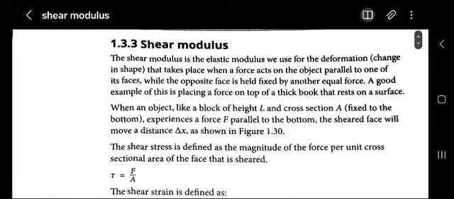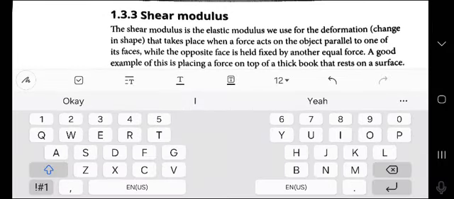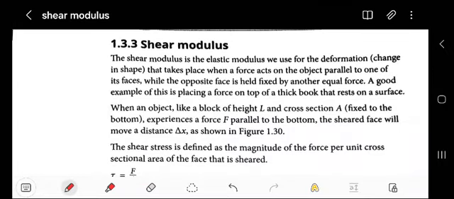Today we'll be dealing with shear modulus. We're still under Strength of Materials N5. We have a little summary given there. Sorry about that. Yeah, a little summary there.